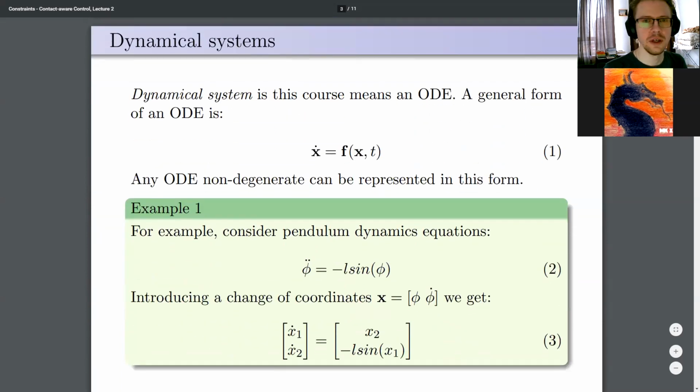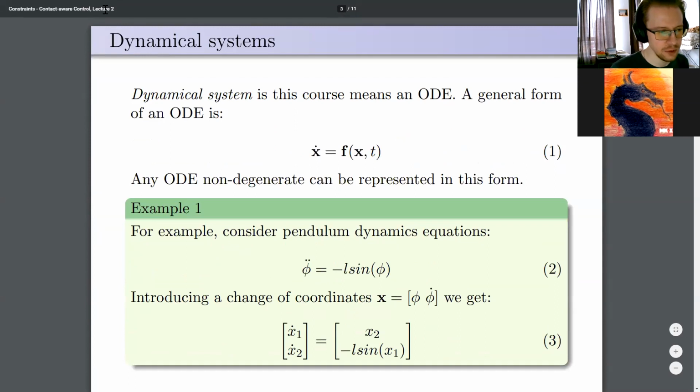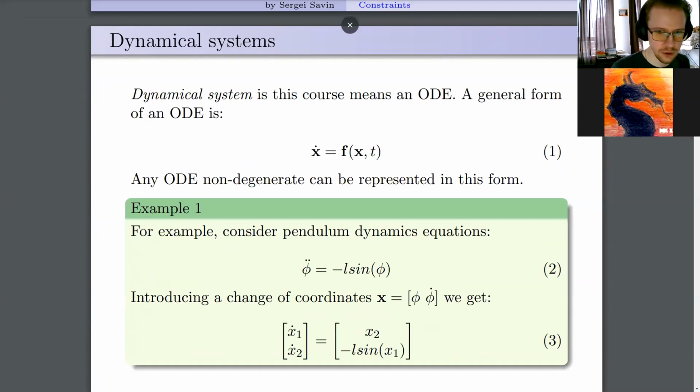All right. So first, before we begin thinking about constraints, by the way, let me make sure that I have chat somewhere open. Just a second. I'm not sure where it is.